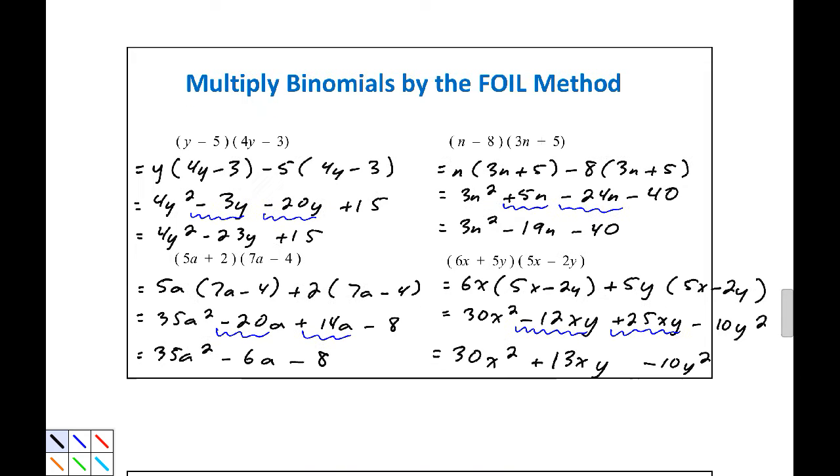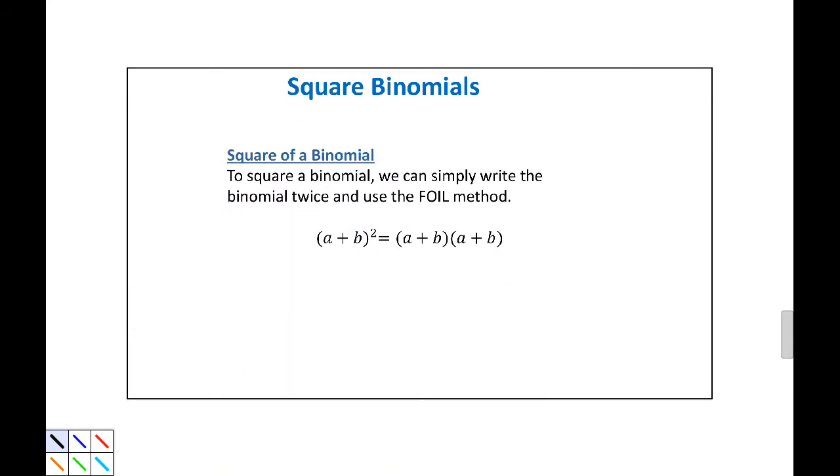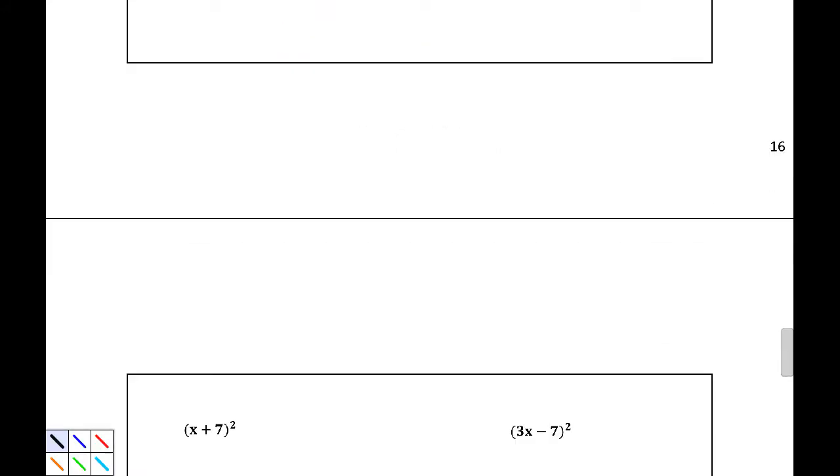Now for our next special case, we have what we call square binomials. To square a binomial, we simply write the binomial twice and use the FOIL method, or as I prefer, multiply them like general polynomials. Multiply every term of the first polynomial by every term in the second polynomial. So we can write a plus b quantity squared as a plus b times a plus b. Let's apply this. A few examples.